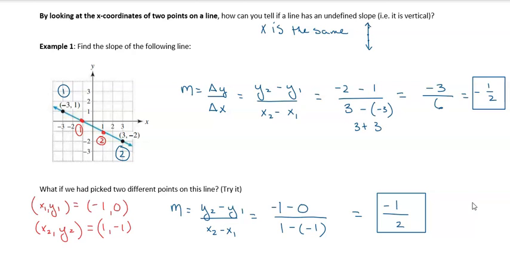So this one is negative 1, 0. That's point 1, so I called it x1, y1. Point 2 is 1, negative 1. I plugged those into the formula for slope, and I got negative 1/2.